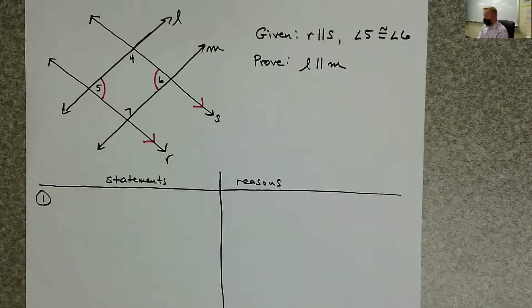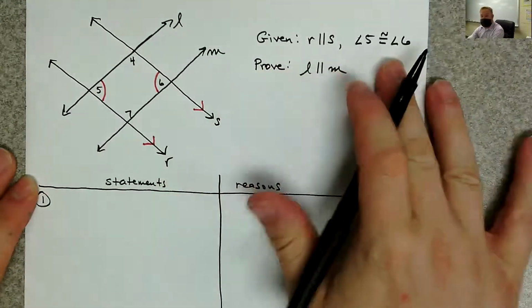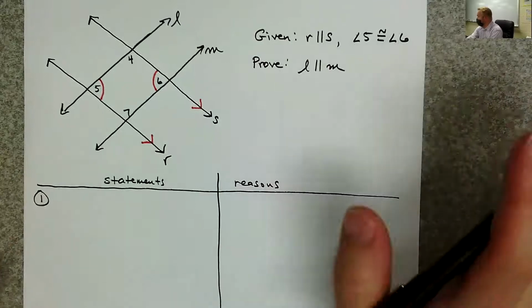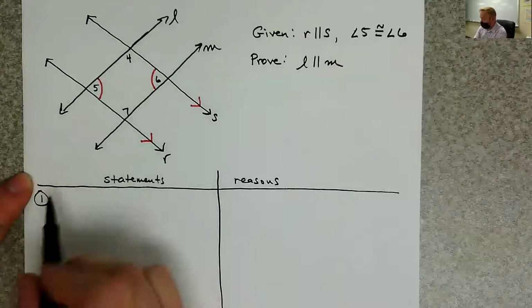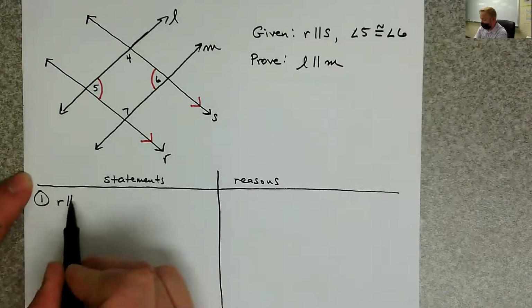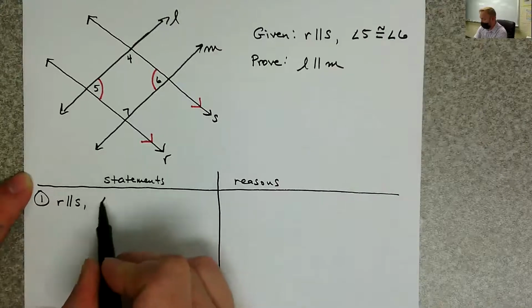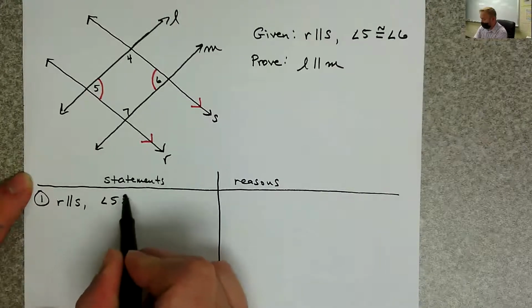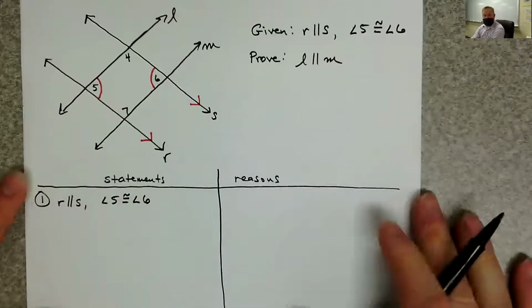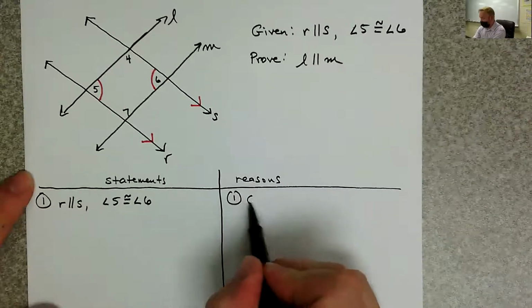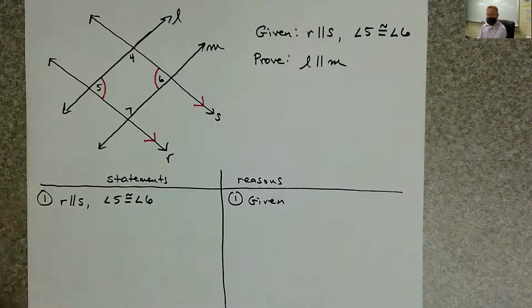I'm going to go ahead and start this time with my given information. We're kind of used to that being the first step. We know it doesn't always have to be. But for this one, let's go ahead and start with both pieces of given information. And our reason there is just that those are given. So we know that S and R are parallel. We know that angle 5 and angle 6 are congruent. Our job is to prove that L and M are parallel.